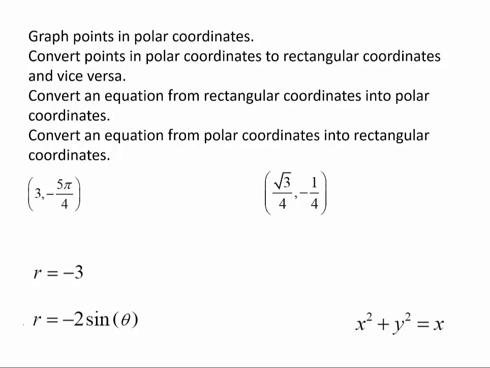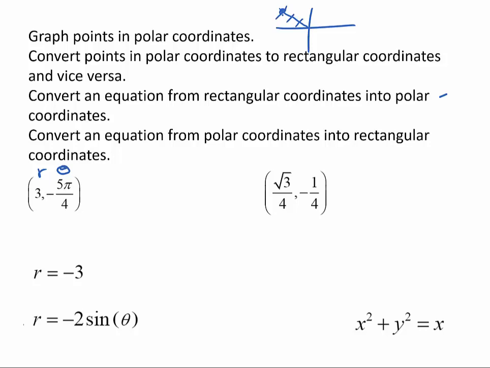I'm going to graph it up here at the top. There's not a lot of room there. So remember, this is r and this is theta. So I find theta first, which is negative 5 pi fourths, which is over here. And then I count out the radius, 1, 2, 3. So it looks like we have a point in quadrant 2.